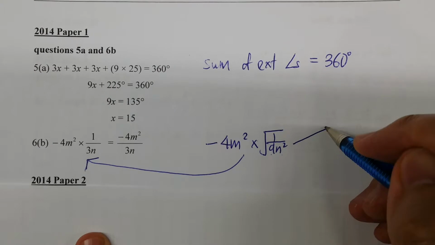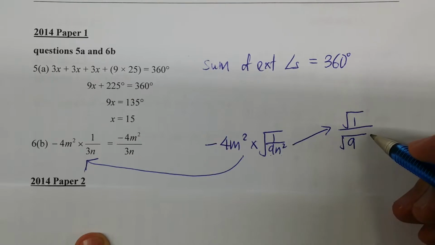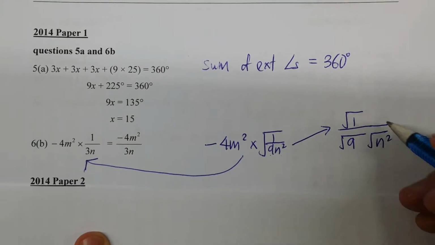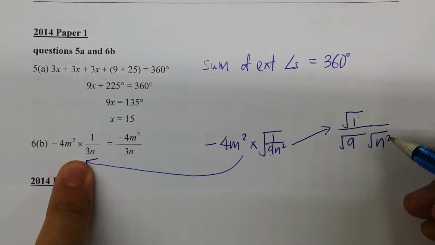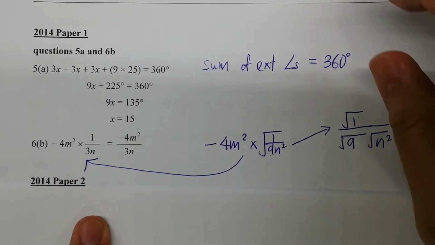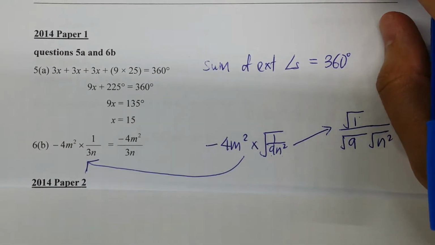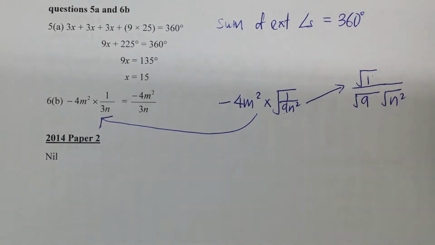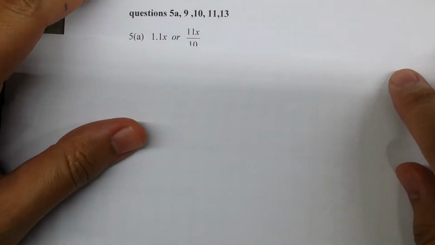Okay, I repeat, this you can separate to square root 1 over square root 9 and square root n square. Square root 1 is 1, square root 9 is 3, press our calculator. Square root of n square becomes n. Get it? Okay. Now, let's go to paper 2, 2014 paper 2. Okay, paper 2 you don't have any question. Paper 1. 2015 paper 1, let's take a look.